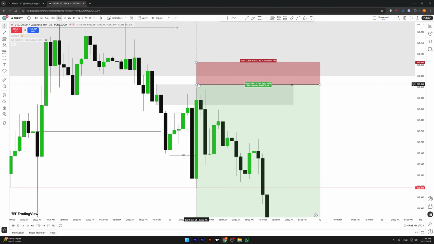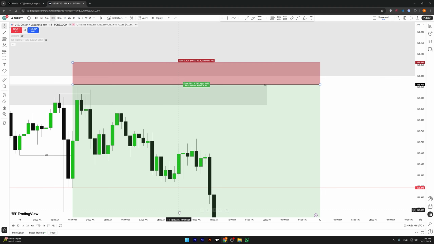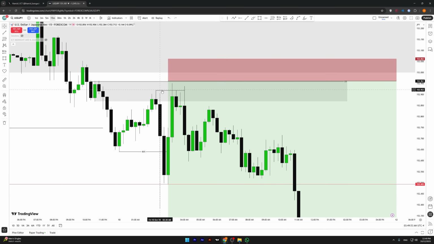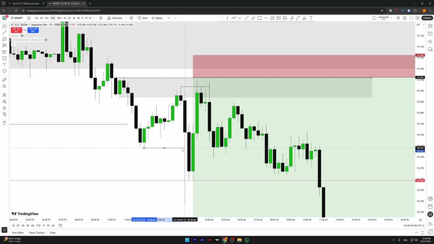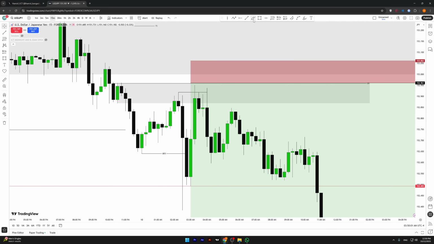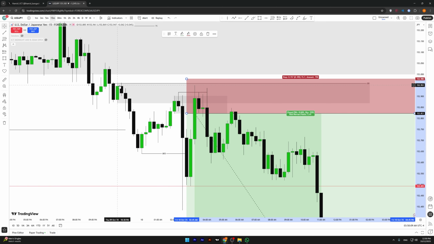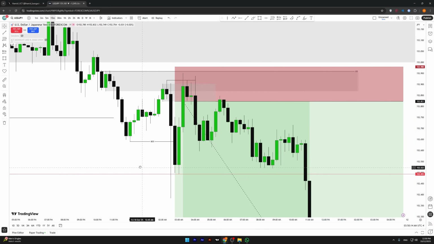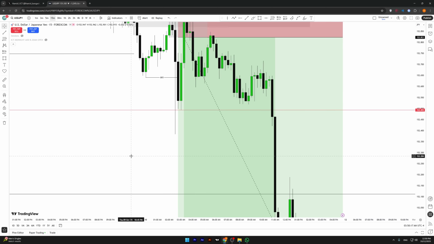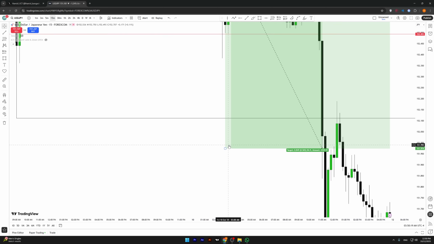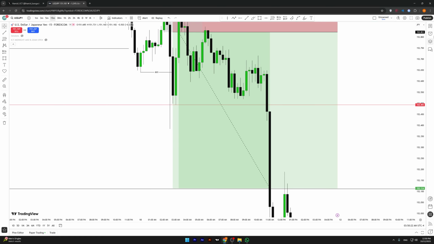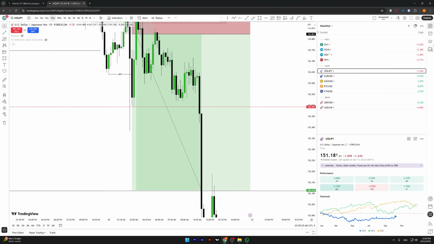So I missed entry from this zone, but then on the lower time frame when price tapped into this order block, dumped to the downside, and created a breakout structure, this became our valid order block for the entry. So I placed my order over here and my SL over this order block, because I was expecting a sweep of this liquidity, which is inducement liquidity, and then price released to the downside. This was my target. So this was the trade that I captured on Friday.